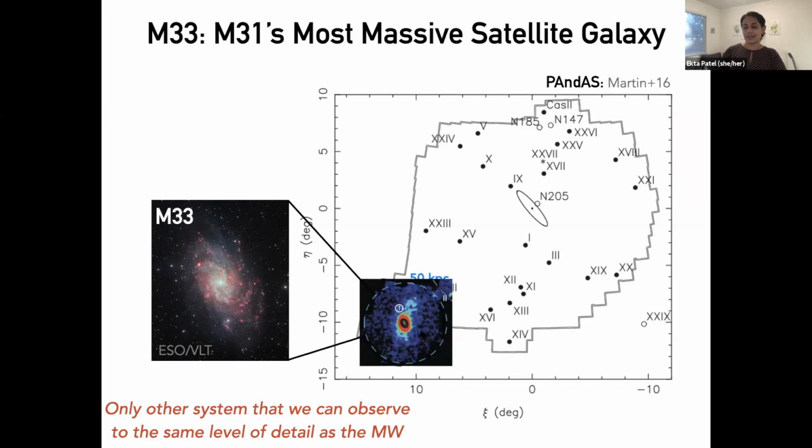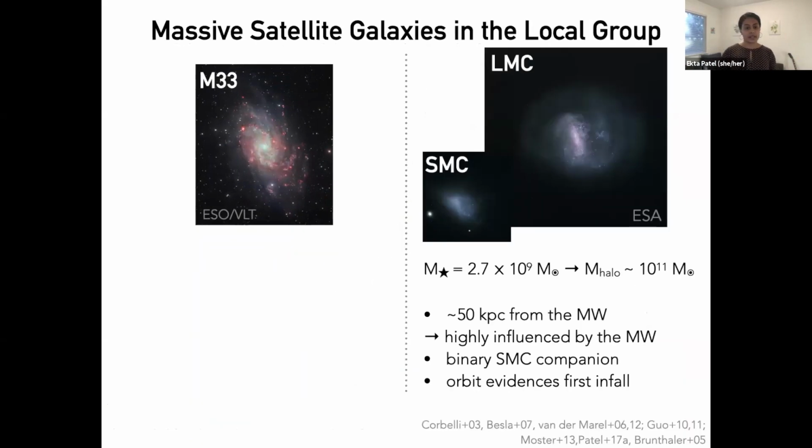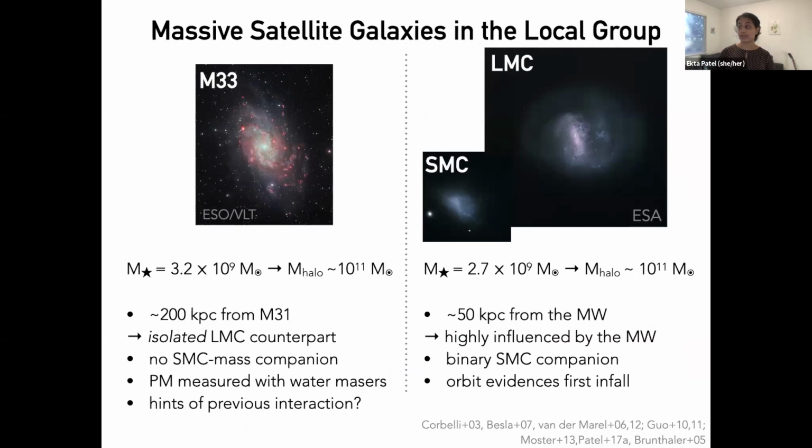So keep that in mind as I continue to compare and contrast M33 and the LMC. So similar to the LMC, M33 has a stellar mass just above that of the LMC by a little bit. So also roughly 3 × 10⁹ solar masses, which means it too should reside in a halo of order 10^11 solar masses.